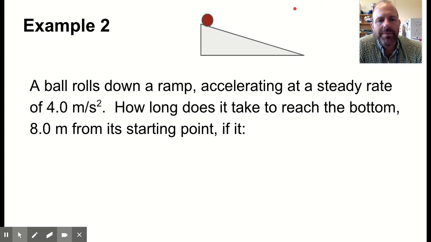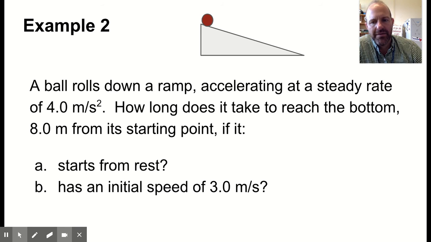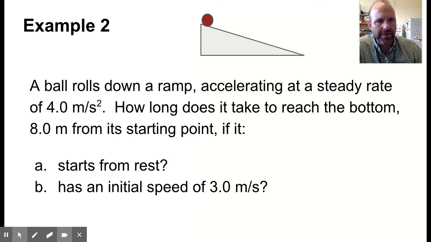Another example would be a ball that rolls down a ramp accelerating at a steady rate. How long does it take to reach the bottom, 8 meters from its starting point, if it starts from rest, or if it has an initial speed of 3 meters per second? Both of those are valid. We want to be able to solve the problem for either one.